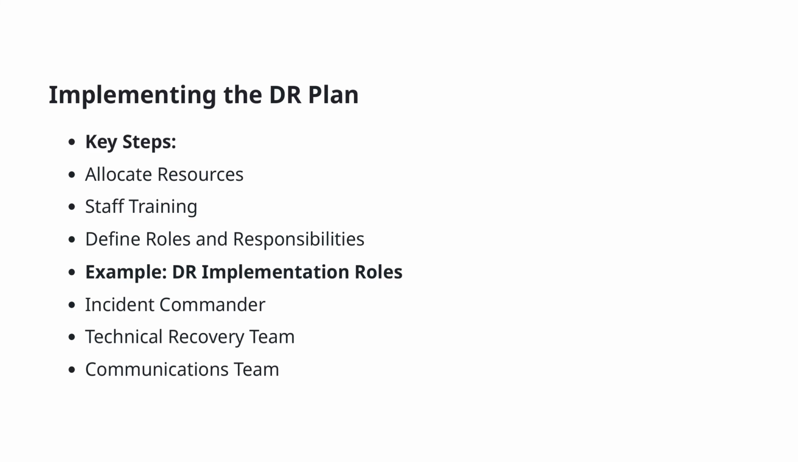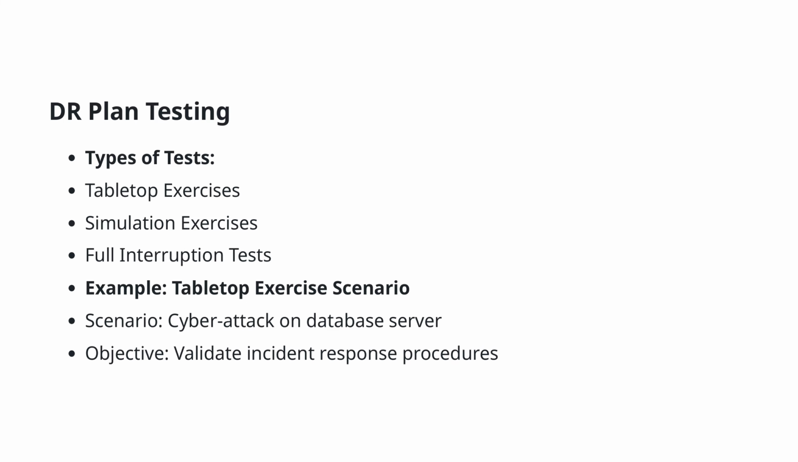DR plan when needed. This slide focuses on the testing phase of your disaster recovery DR plan. Testing is a critical component to ensure your plan is effective and can be executed properly when needed. There are different types of tests you can conduct. 1. Tabletop exercises. These are discussion-based sessions where team members review and walk through the process of responding to a scenario. For example, you might have a scenario like a cyber attack on your database server. The objective here would be to validate your incident response procedures in a low-pressure environment.